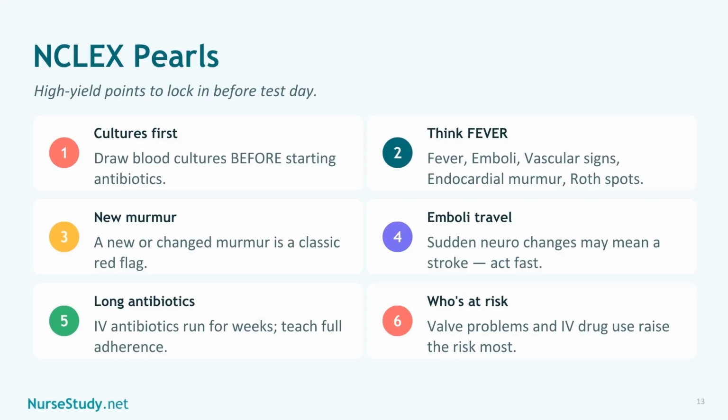4. Emboli travel. So sudden neuro changes may mean a stroke and you act fast. 5. Antibiotics run for weeks, so teach your patient to stick with the full course. And 6. Know who's at risk. Valve problems and IV drug use are the biggest ones. If you remember just these 6, you're in great shape.